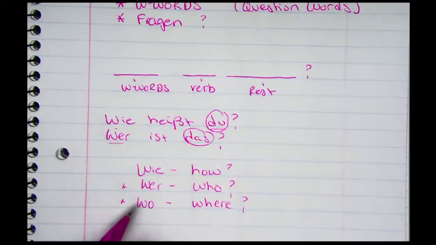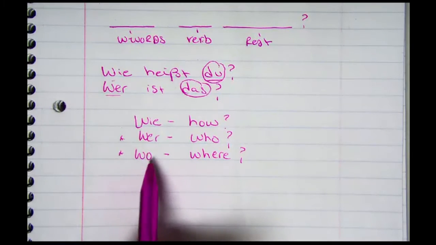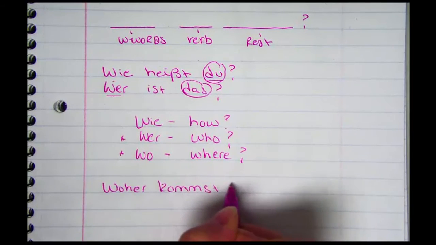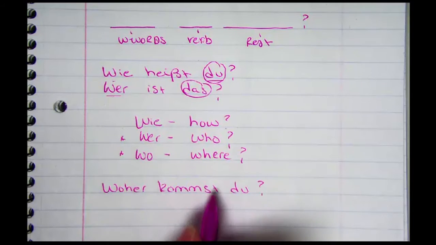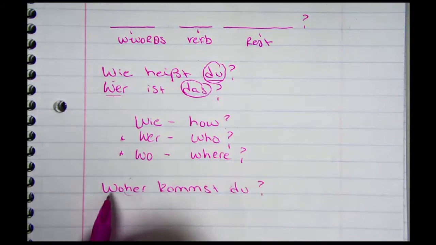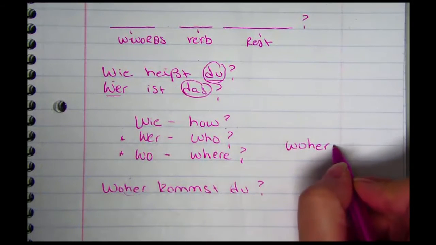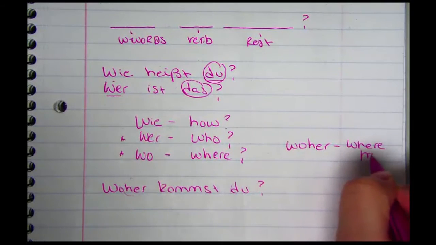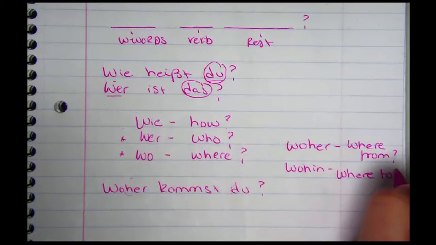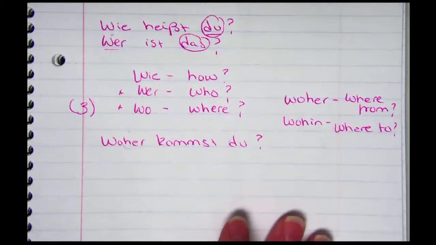Now, I'm saying wo means where, but we had learned the question for where are you from? And that was not involving wo. For that one we had woher kommst du? Where are or where do you come? And then there's the from right there. So we have three different question words for where depending on the extra preposition. So we also have woher, which means where from, and wohin, which means where to. So there are three question words for where.